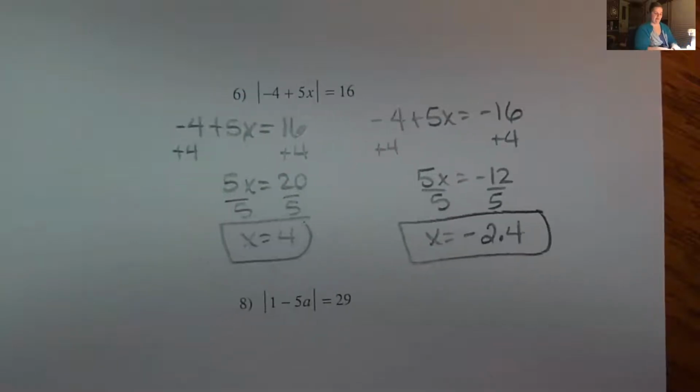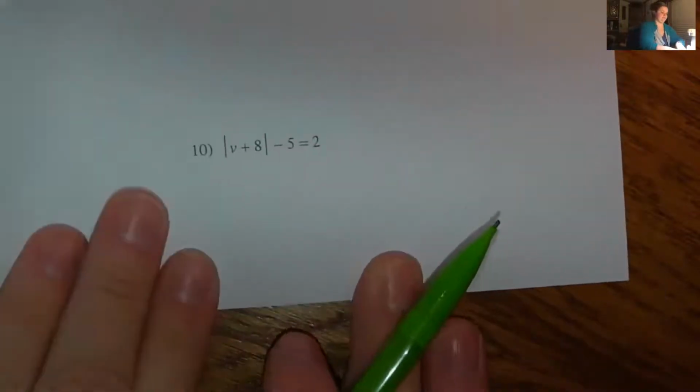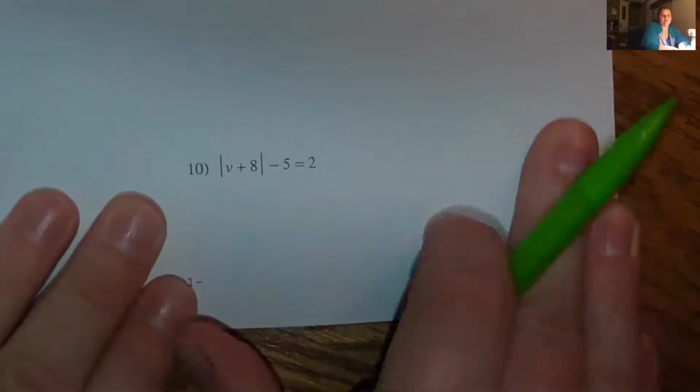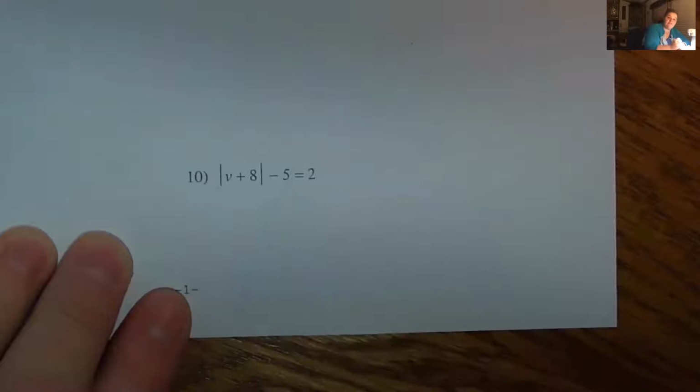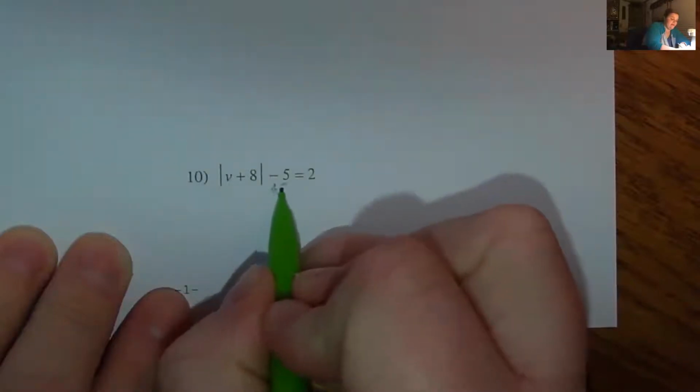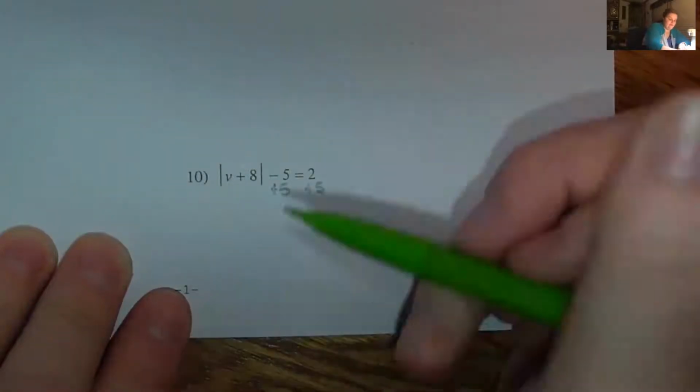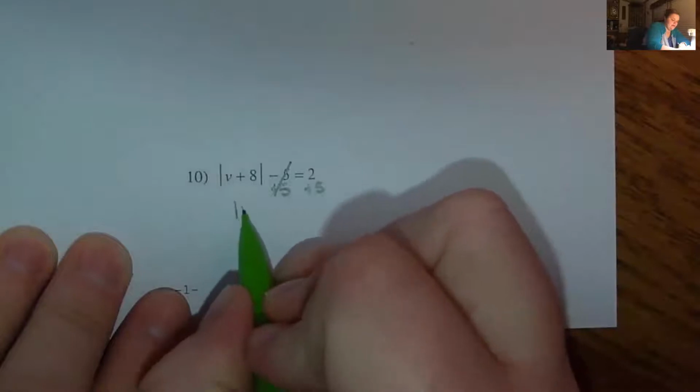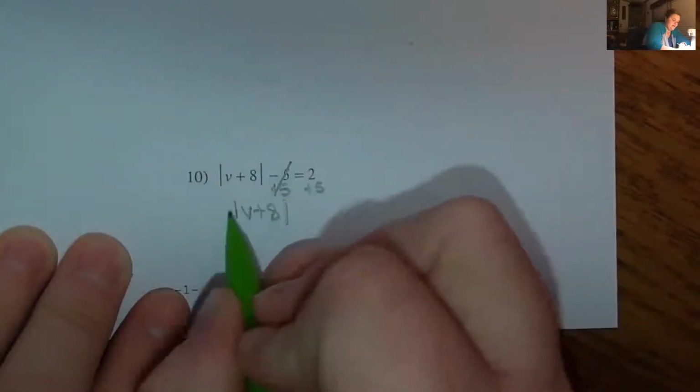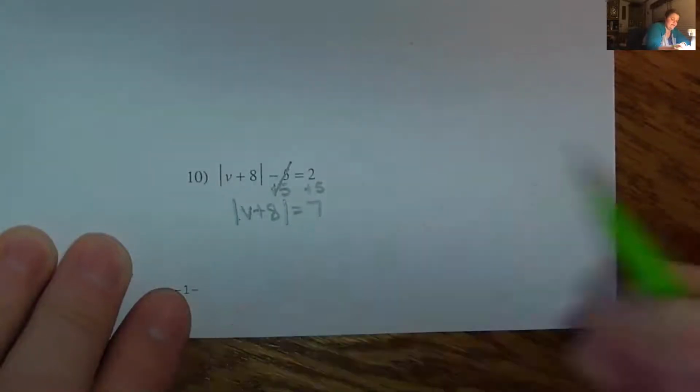Okay, let's try number 10. Are the absolute value bars by themselves? No, not this time, because I see a -5 here. So the first thing I have to do before I can set up my two problems is get them by themselves. So I'm going to get rid of that. I'm going to add 5. Whatever I do to one side, I have to do to the other. That's gone now. Now I have the absolute value of v plus 8 equals 7.